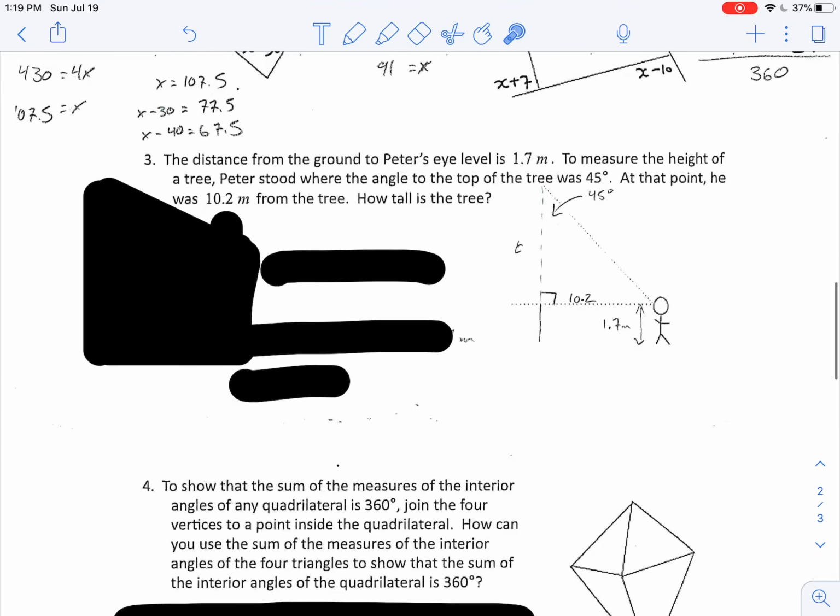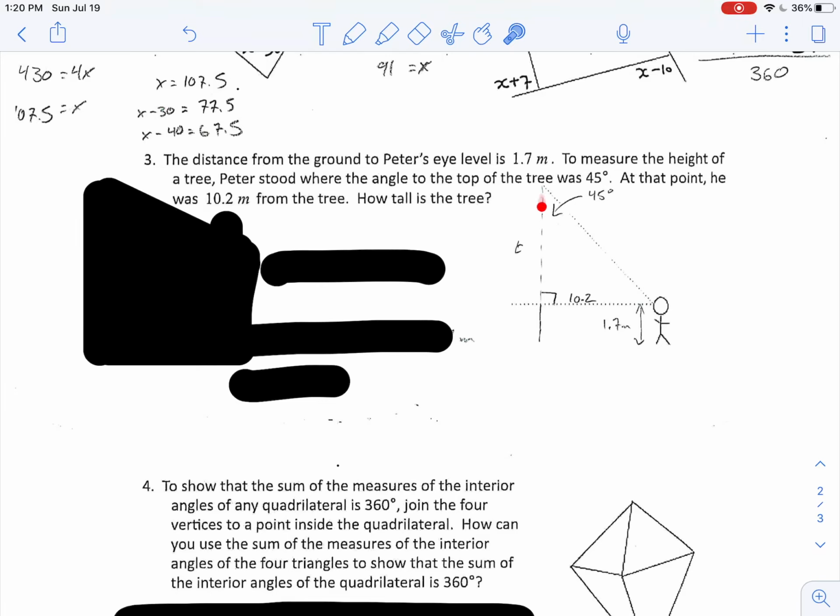Okay, the distance from the ground to Peter's eye level is 1.7 meters. To measure the height of a tree, Peter stood where the angle to the top of the tree was 45 degrees. At that point, he was 10.2 meters from the tree. How tall was the tree?